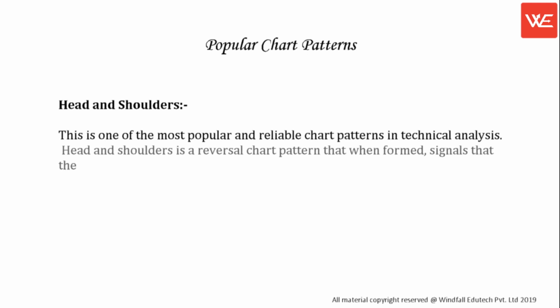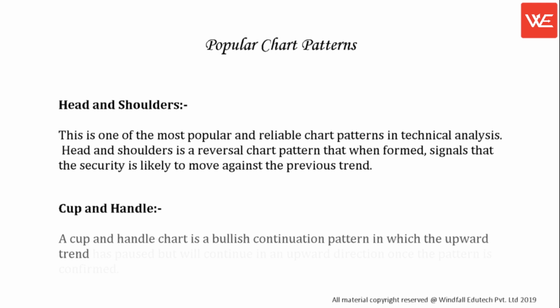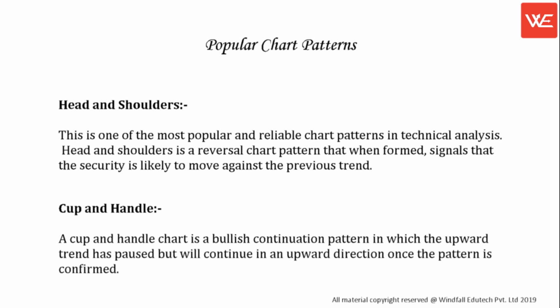Head and shoulders. This is one of the most popular and reliable chart patterns in technical analysis. Head and shoulders is a reversal chart pattern that, when formed, signals that the security is likely to move against the previous trend. Cup and handle. A cup and handle chart is a bullish continuation pattern in which the upward trend has paused but will continue in an upward direction once the pattern is confirmed.